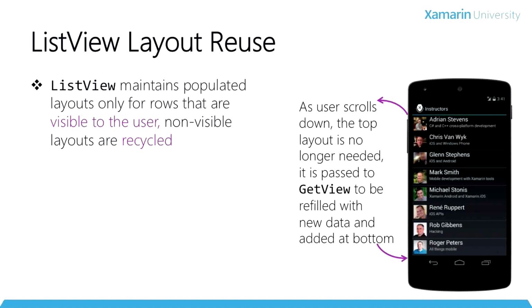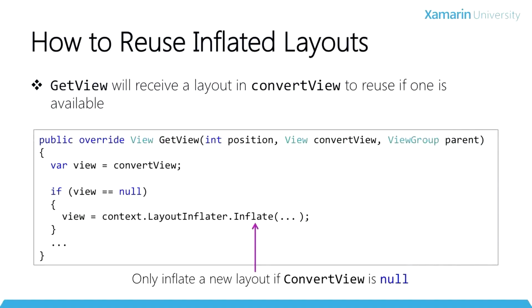Now think about what should happen when the user scrolls the list. The user can still only see 8 rows, but those rows need to actually show some different data. And the way the list view handles this is by recycling row layouts. A list view sometimes passes an old layout for the adapter to repopulate with new data, which is faster than recreating the layout, and it also uses less memory. The getView method will receive a layout in the convertView property to reuse if one's available.